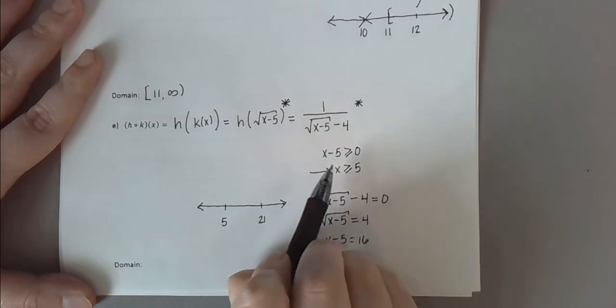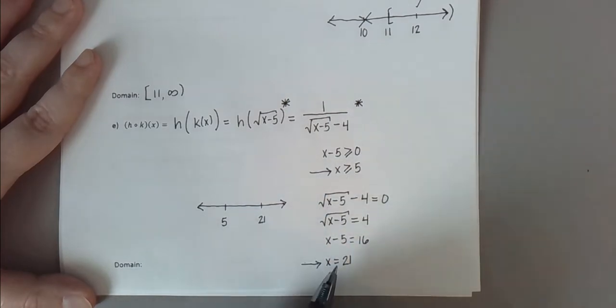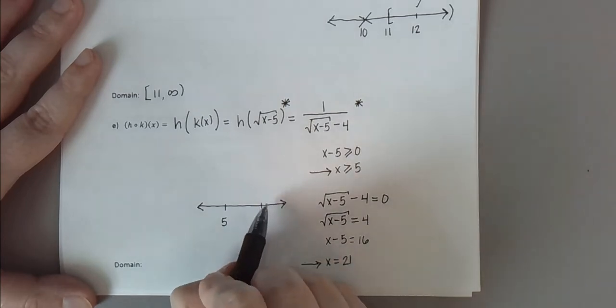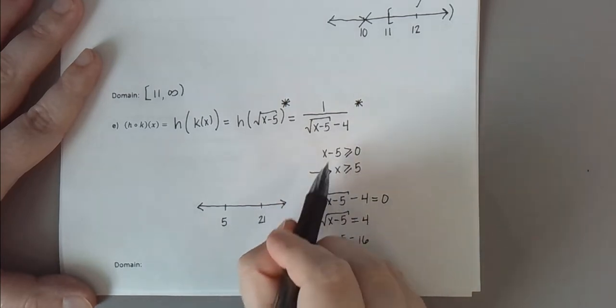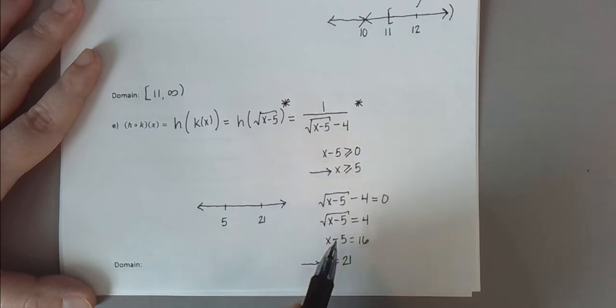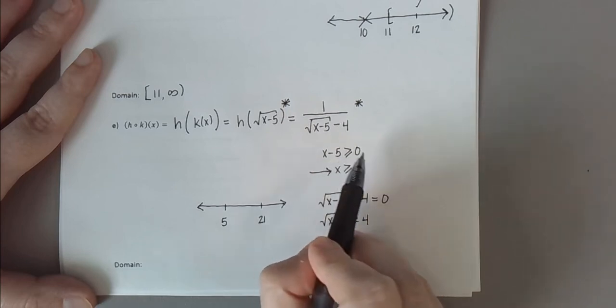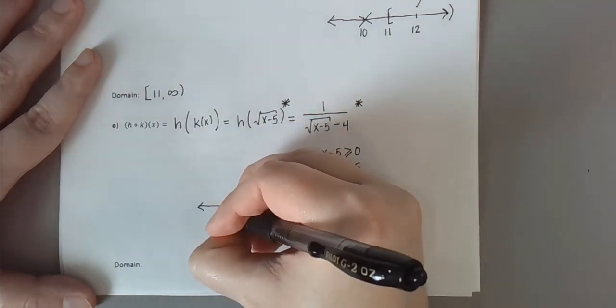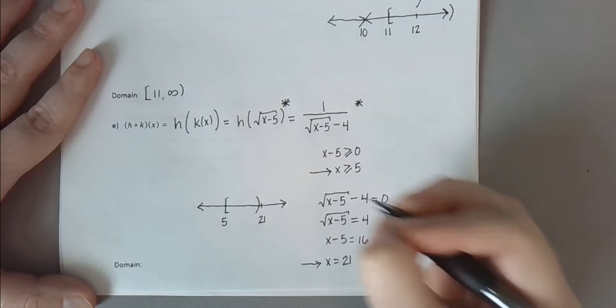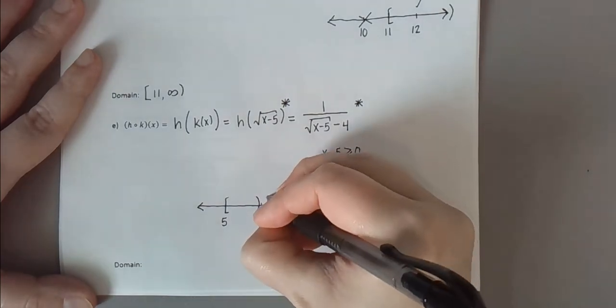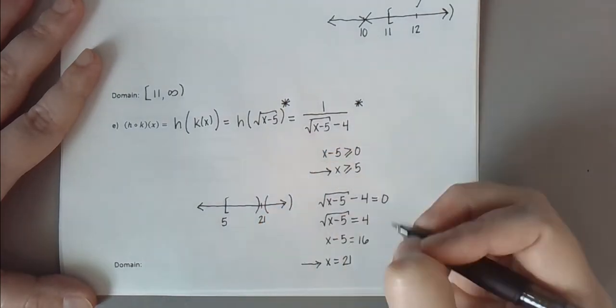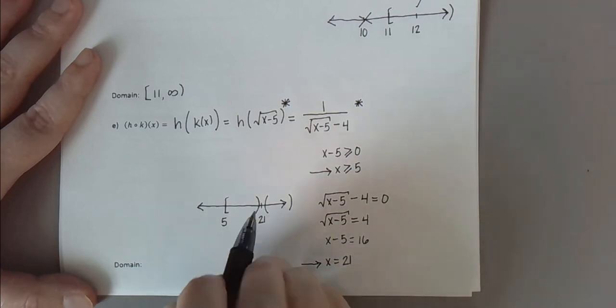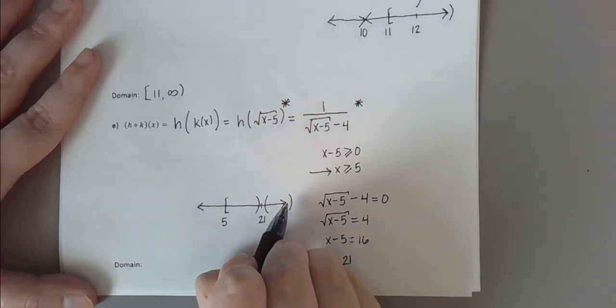Okay, so x has to be greater than or equal to 5, but it can't be equal to 21. So notice 21 is included in this interval. So our actual domain is going to be this interval except the number 21. So we can have everything from 5 to 21, skip 21, and then we can have everything from 21 to infinity. So that's going to be two separate intervals.